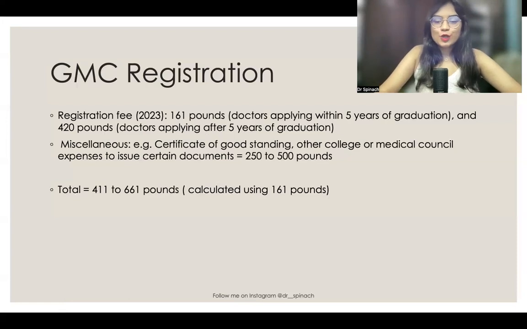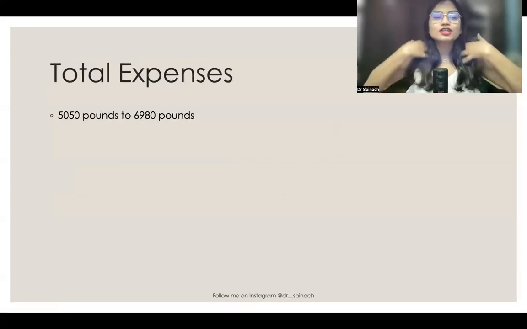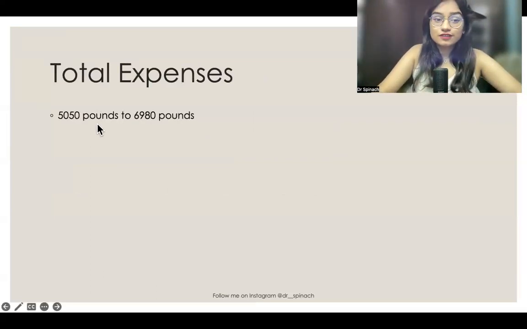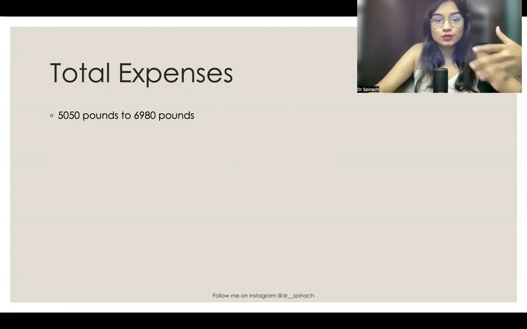All right. So let's see what the total cost of getting yourself registered in the UK as a doctor is. It costs you around £5,050 to £6,980. Now, this is the number we are considering without retaking any exam. So if you're retaking an exam, then you'll have to add that to the total expenses. So not bad, 5,50,000 to 6 lakh, well, to around 7 lakh Indian rupees.